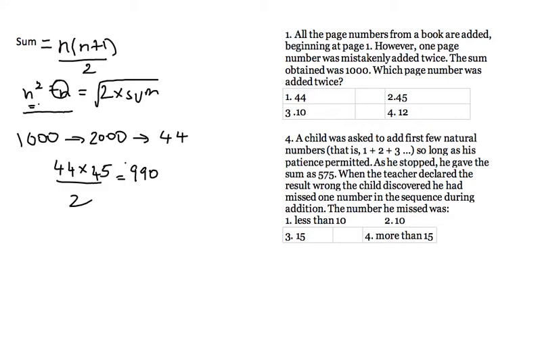Now, actual sum is 990. You have got the incorrect sum of 1000, which means page number 10 was added twice. So your answer is option 3. Now let's look at the second question.